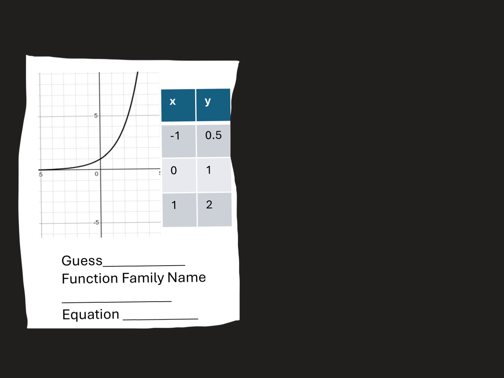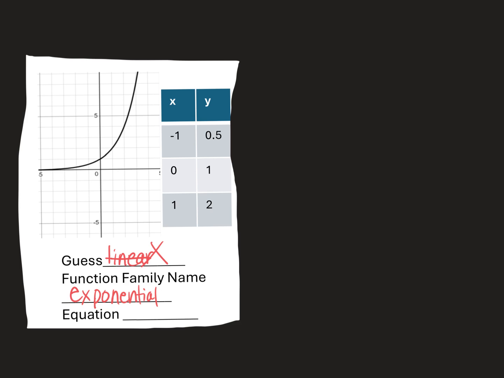Now, I'm going to go through each of these and tell you the actual function family name. Let's say you guessed linear for this one. I must be writing with white. Let's say you guessed linear. And when I tell you that this is an exponential function, then just put an X there. That's okay, we're not marking it wrong, but this is definitely not linear. It is an exponential function.